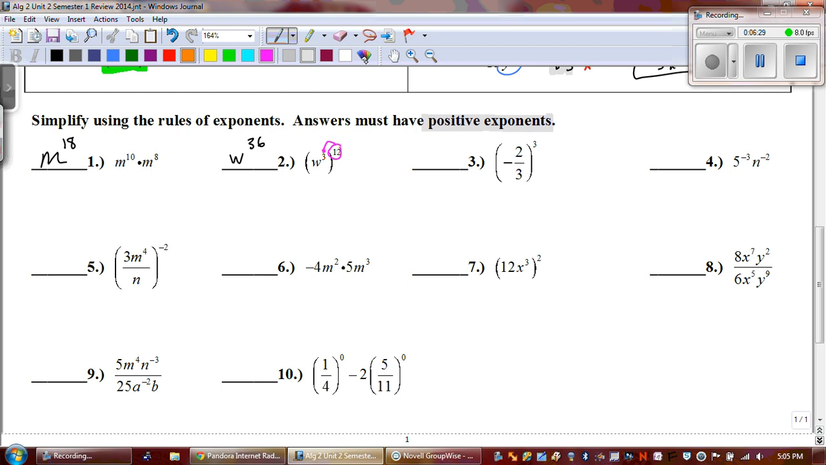Okay? For number 3, we always check to see if we can reduce. And since we can't, we're going to distribute that 3 to everything. So it's really saying -2 to the 3rd over 3 to the 3rd. And when we work that out, -2 to the 3rd is -8, and 3 to the 3rd is 27. So -8 over 27.